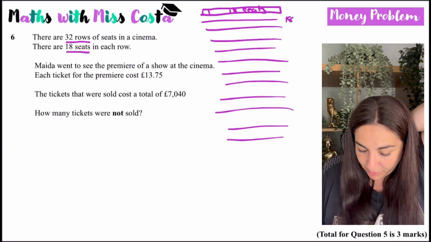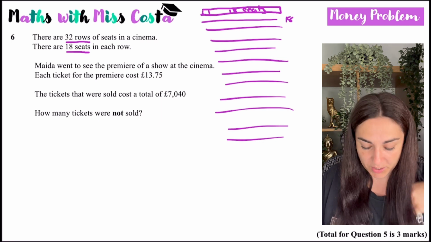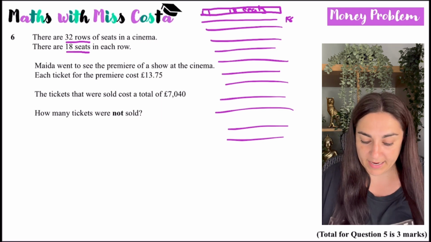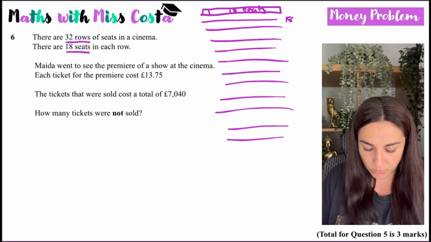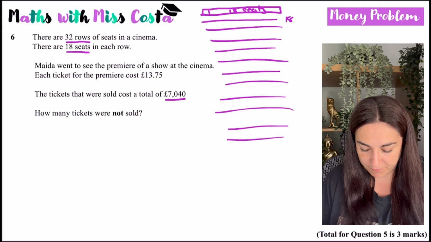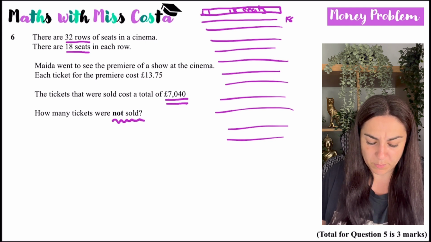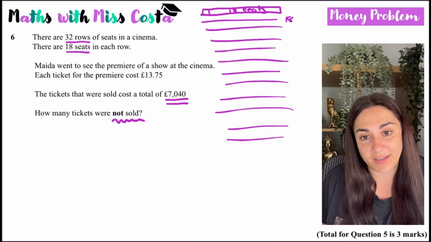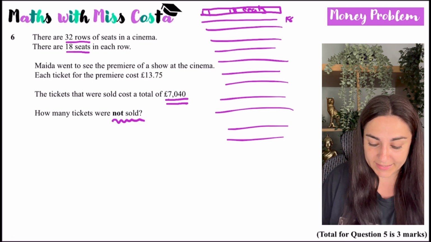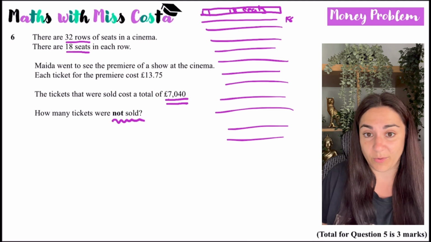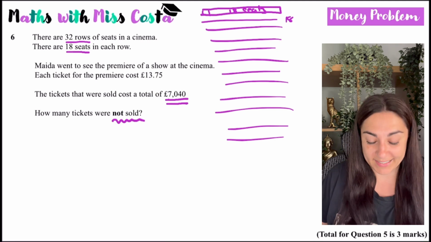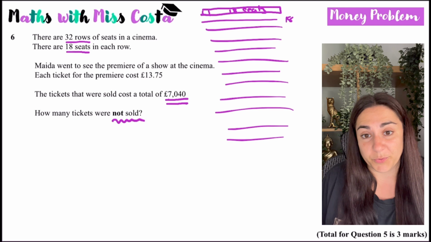So Maida went to the premiere of a show at the cinema. Each ticket for the premiere cost £13.75, and the tickets that were sold cost a total of £7,040. How many tickets were not sold? So it might not instantly be clear what you need to do here. That's why it's helpful to just draw out the diagram so that you can think, okay, what could I figure out? Well, we haven't been told how many seats there are in total.